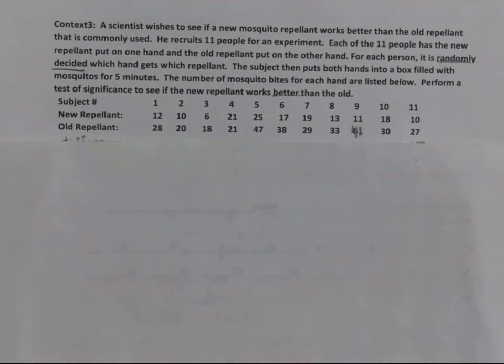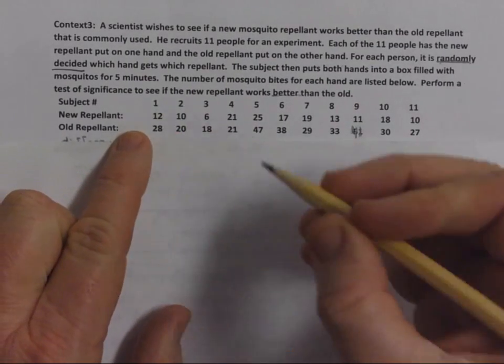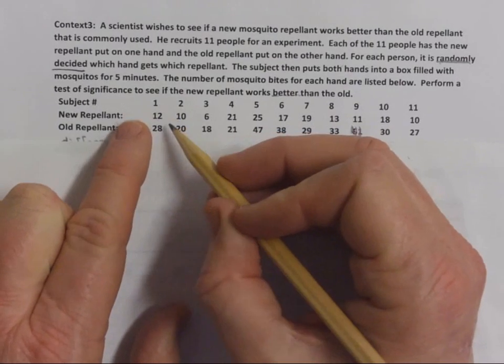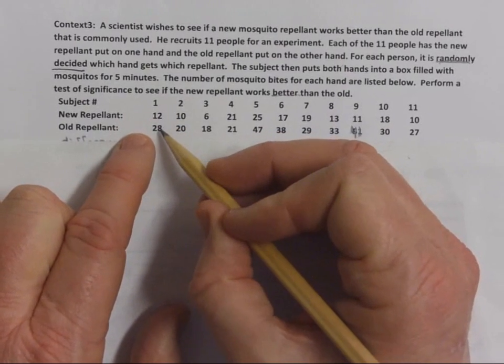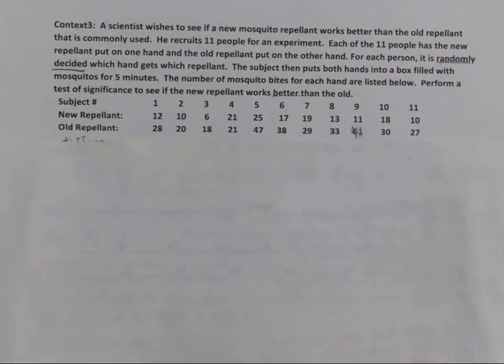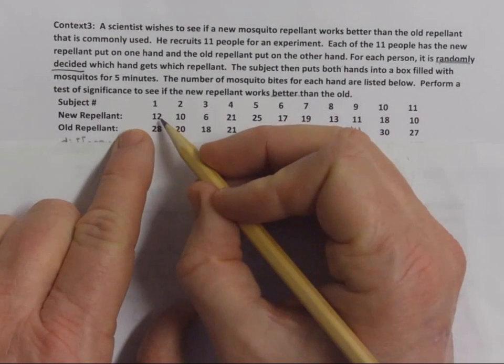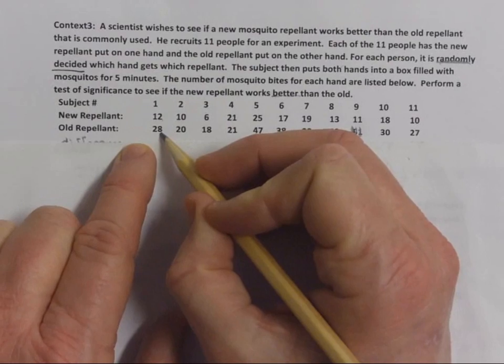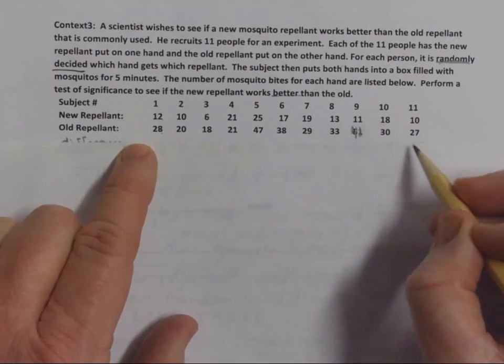What you have to read: this is a person, subject 1, who had the new repellent on one hand and the old repellent on the other hand, and he puts both hands into a box that has mosquitoes. With the new repellent, only 12 mosquitoes bit it, and with the old repellent, 28, and so forth for all the rest of these.